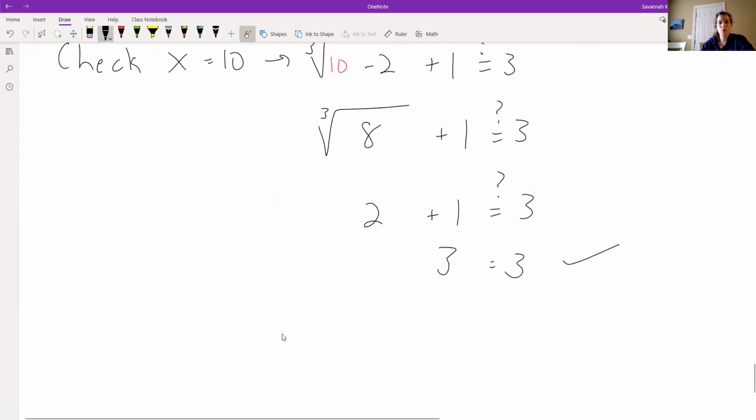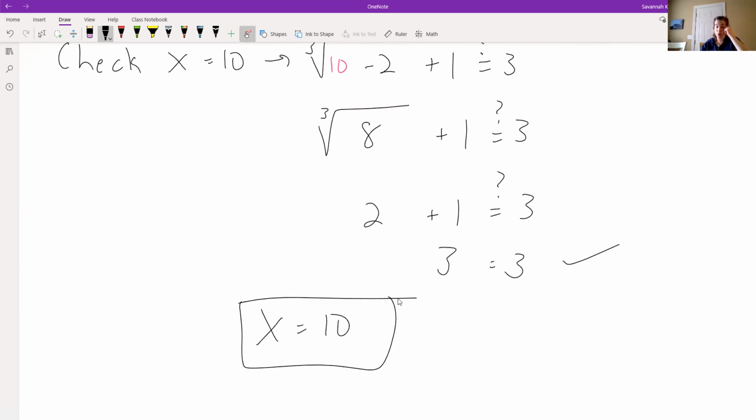So that means we can keep x equals 10. Our one and only possible solution is actually a solution. I'm really curious if they're going to create a situation where we have no solutions. If they don't, I'll show you what will happen in that case.